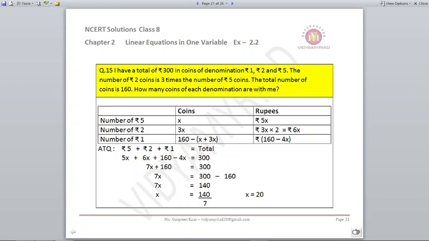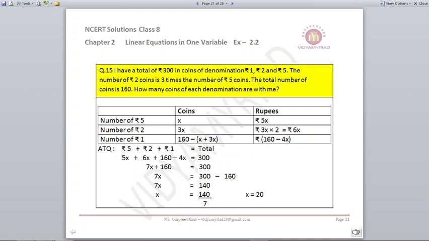Question number 15. I have a total of rupees 300 in coins of denominations rupees 1, rupees 2 and rupees 5. The number of rupees 2 coins is 3 times the number of rupees 5 coins. So what are the number of rupees 5 coins? We don't know, so we will assume it as x. So number of rupees 2 coins is 3 times the rupees 5 coins, so 3x. The total number of coins are 160. So how many coins of each denomination are there with me?